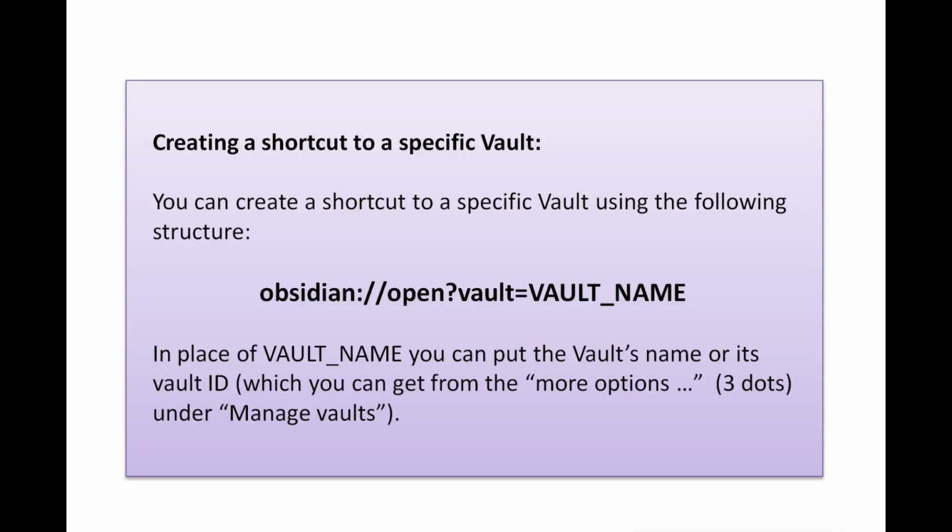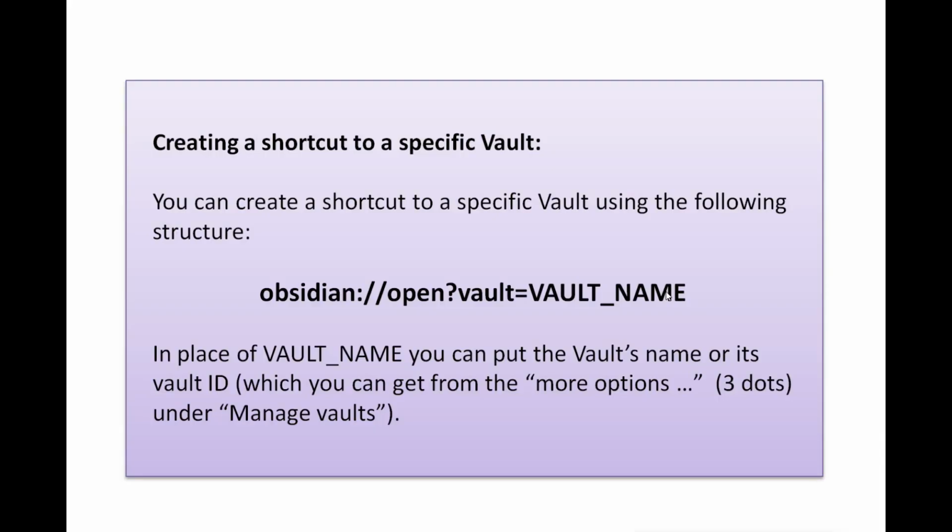Okay, so let's talk about how you actually create a shortcut to a specific vault. On screen, you see the code to do it. Everything from the beginning up to the equal sign is the basic code for this feature. After the equal sign, in place of this vault underscore name, you put the actual name of the vault that you want this shortcut to open. Or you can put the vault ID. Remember when we were working with the Manage Vaults and the 3 dots to the right of the vault names in the vault list? That was the more options.